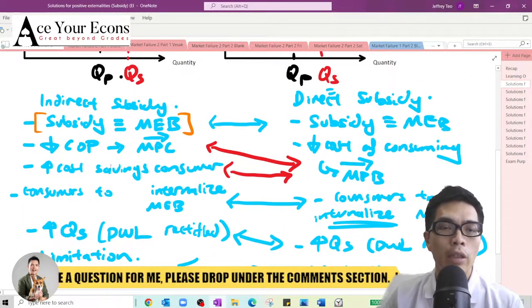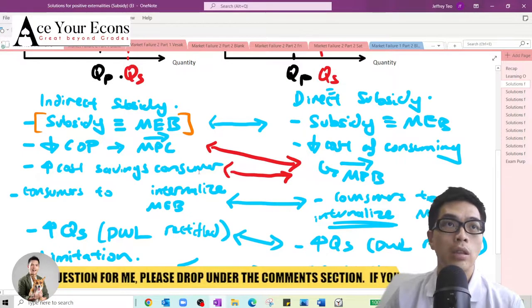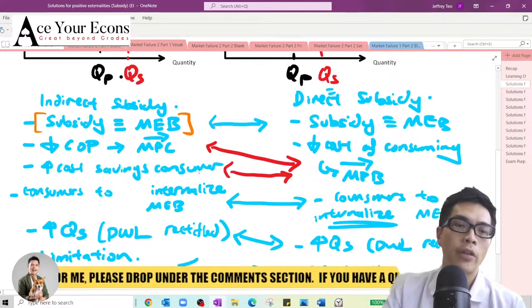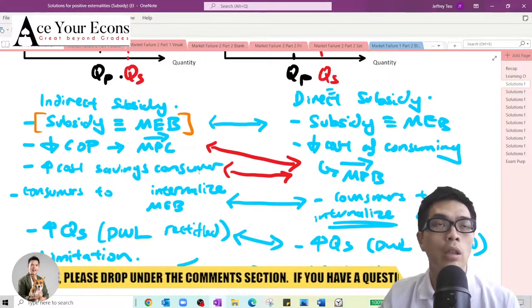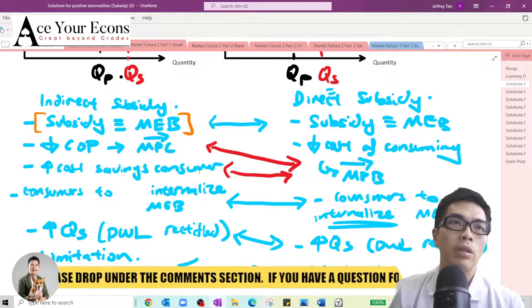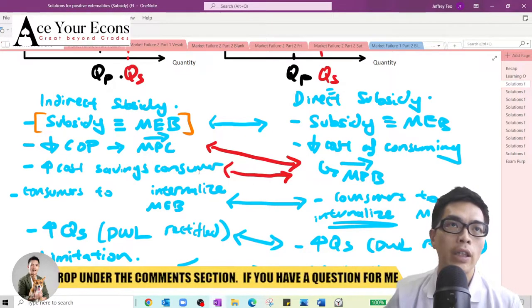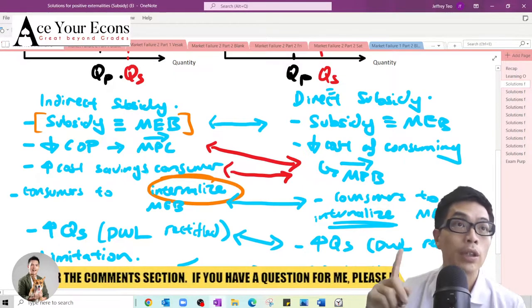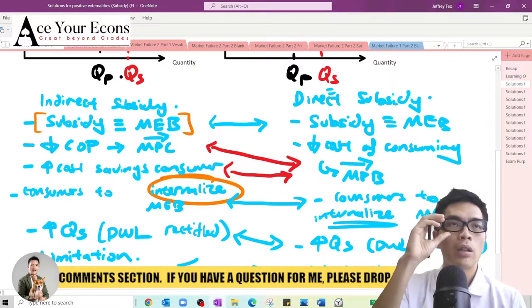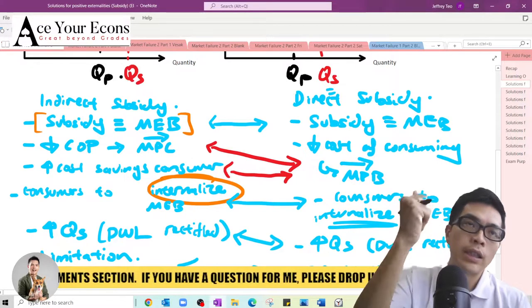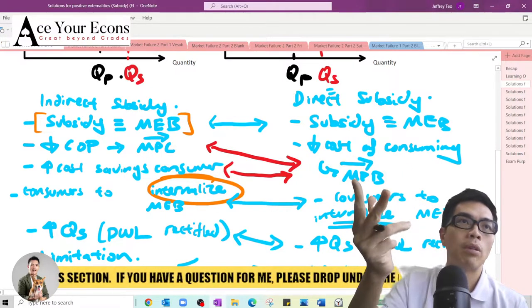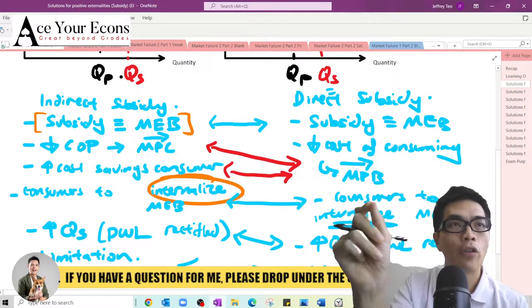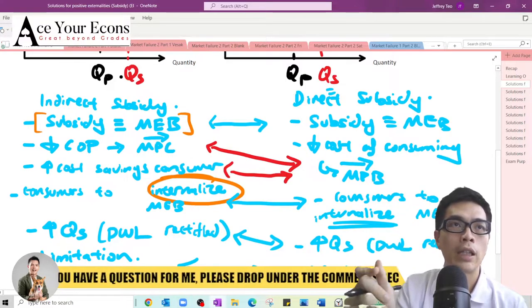And this will translate to cost savings to consumers. So remember to introduce consumers here. The producers will pass off the cost savings to consumers. And as a result of enjoying the cost savings, the consumers will internalize the external benefit. Keyword: internalize. So later on, we'll be covering tax, subsidies and tradable permits. These three are what we call market-oriented policies that focus on the concept of internalizing.